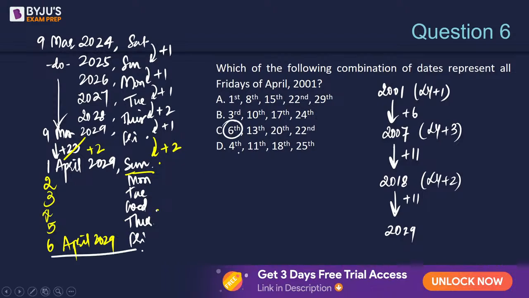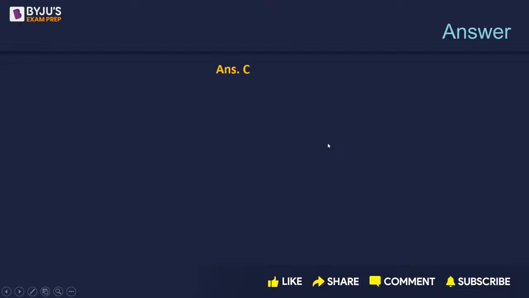6th April. If 6th April 2029 is going to be Friday, so will be 6th of April 2001. So see the dates. The Fridays will happen after every 7 days, right? So 6, then 6 plus 7 is 13, 13 plus 7 is 20, and 20 plus 7 is 27. So I believe that's a typo. It should be 27 and not 22. C should be the answer. C is the answer.